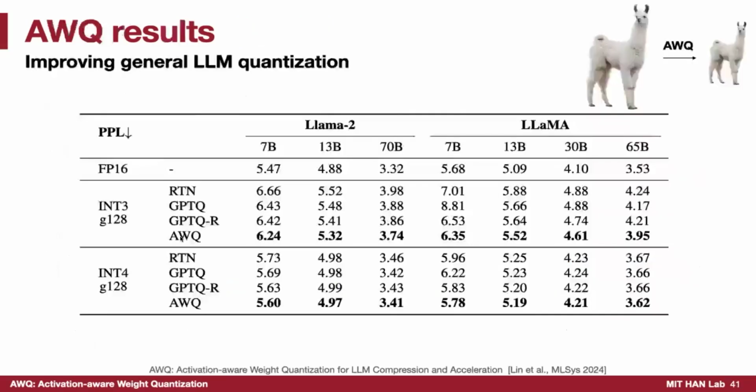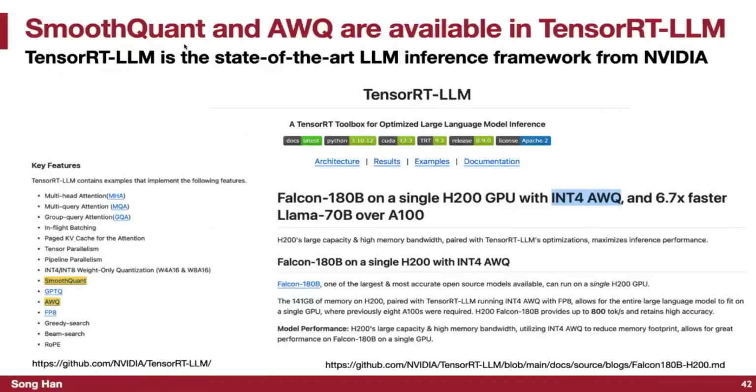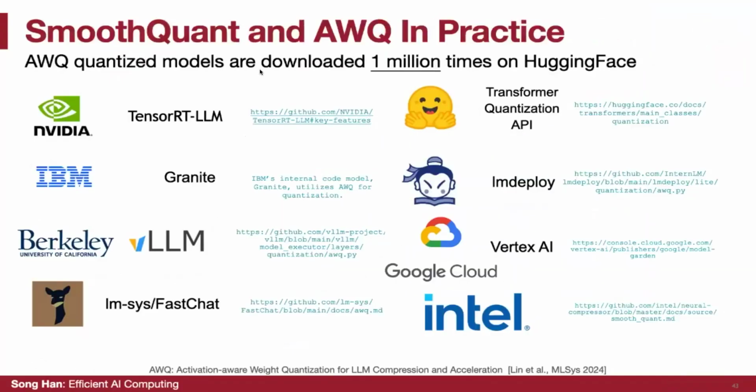This is the accuracy of AWQ for INT3, INT4, 5.6 versus the FP16 5.47 perplexity, which is quite well maintained. SmoothQuant and AWQ are now available in NVIDIA TensorRT-LLM. TensorRT-LLM is the state-of-the-art LLM inference framework from NVIDIA, and it can enable a Falcon 180B parameter model in a single H200 GPU using INT4 AWQ, thanks to the large memory capacity, 141 gigabytes, which can fit a 180 billion parameter model. And now it's quite widely used with over 1 million downloads from Hugging Face.